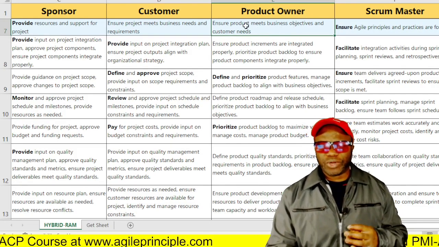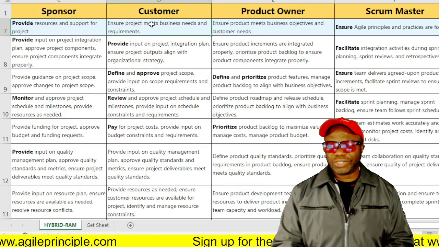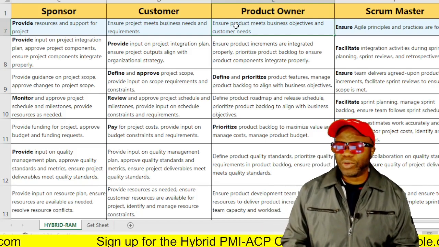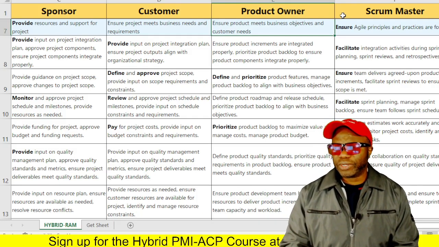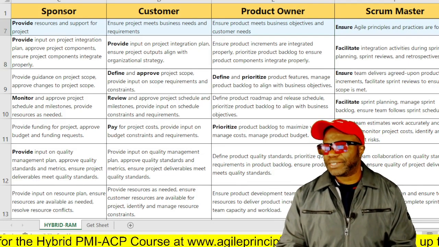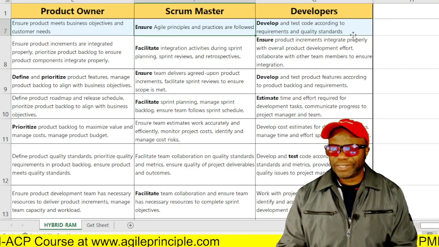Note we say product. Note the customer here, we use that word project, but in an agile environment, we may not even use that word project. We may use the word product solely. The Scrum Master ensures agile principles and practices are followed, and the developers develop and test code according to requirements.